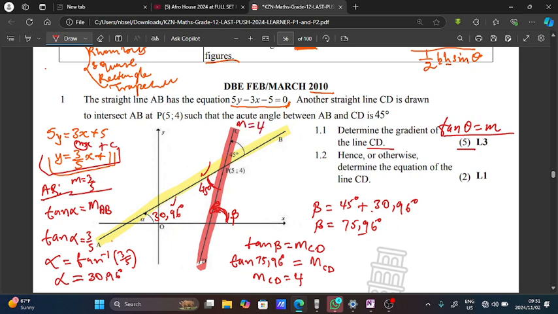Any question? So that's how they can trick you to get the gradient. I'm sure they will look for the equation: determine the equation of CD. Now, how to get the equation? Remember, you must have your formula y equals mx plus c. We have the gradient of CD, which is 4, then multiplied by x plus c. Now, how do you get the value of c?